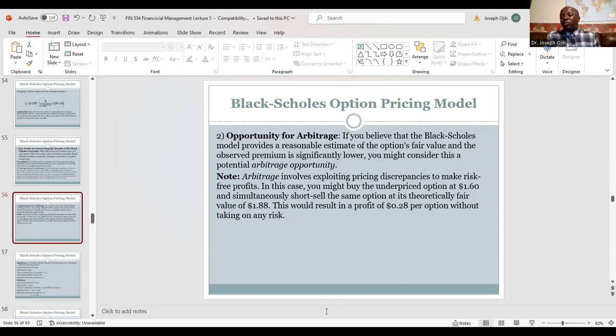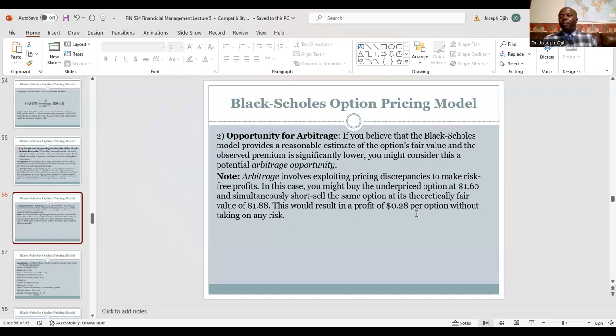So you can buy the option, or you can even decide to buy it at the premium of $1.60, and then short sell the call at a theoretically fair value of $1.88. So you'll be making 28 cents per share. Now, 28 cents might not sound big to you, but suppose you buy 10,000 of this.